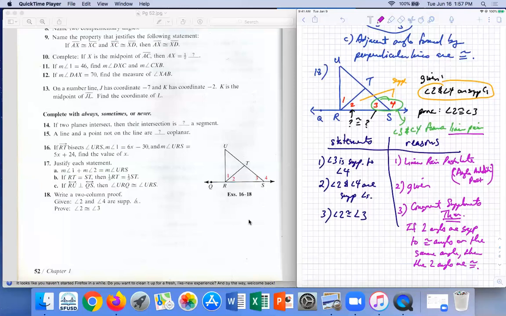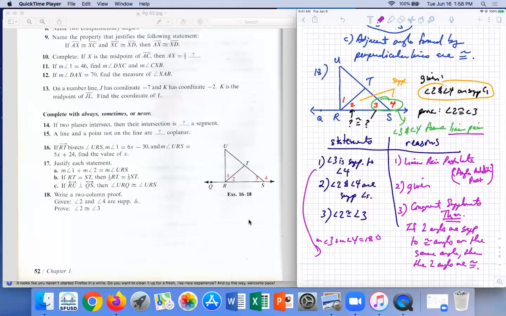The proof is very easy. I'll talk through the proof, just to jog your memory. You can say the definition of supplementary means 3 and 4, we'll write it out here, measure angle 3 plus measure angle 4 equals 180. That's the definition of supplementary angles.